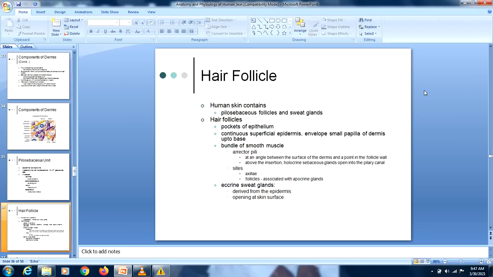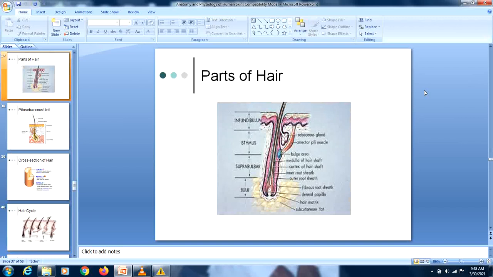Regarding the hair follicle, pilosebaceous follicles and sweat glands are present in human skin. Basically, the hair follicles are pockets of epithelium. The continuous superficial epidermis envelops a small pebble of the dermis up to the base. A bundle of smooth muscle, the erector pili, is also present. Sites include the axilla, with follicles associated with apocrine glands, and eccrine sweat glands derived from the epidermis opening at the skin surface.